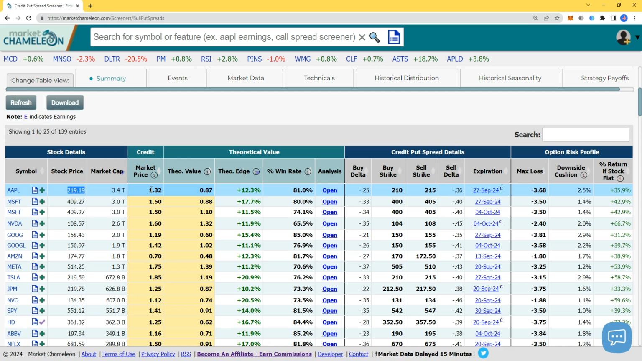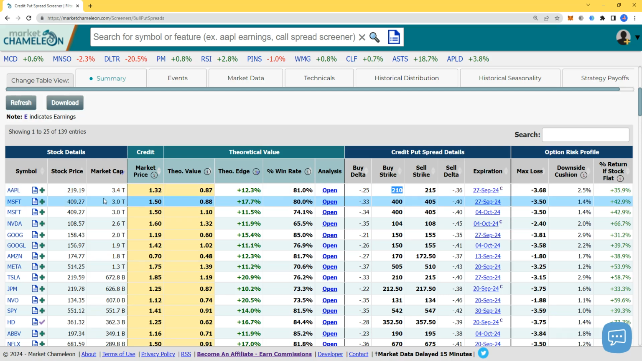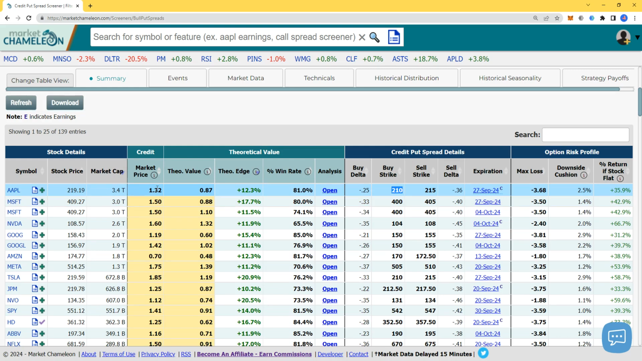Price 219. And you see here the trade itself, it says sell the 215 put, buy the 210 put. Okay, we are at 219, so we are out of the money. That's good. And you are collecting $132 compared to theoretical value of 87. This is a good one. So you're collecting 132 compared to 87. This is your 12% edge, and this is your 81% win rate. Okay, it's actually pretty good.